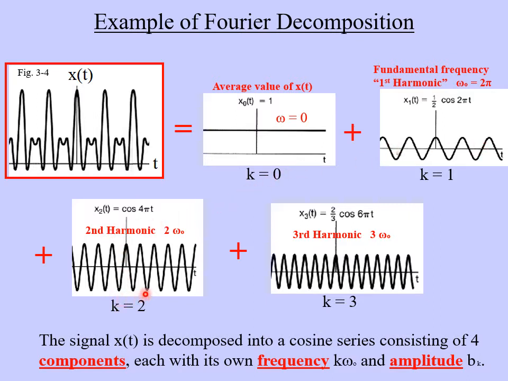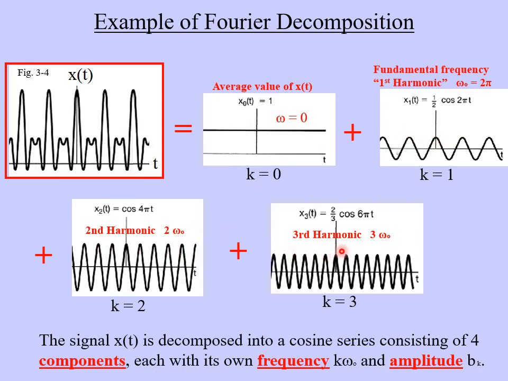Now the next one is the second harmonic. That's when k is equal to 2. So it has twice the frequency, 2 omega naught, which in our example is going to be 4 pi. And the weight or coefficient of this term is equal to 1. That's why there's nothing out in front of the cosine. So it looks like this. Notice it's twice as tall as this one, because this one only had a coefficient of 1/2. And also notice it's wiggling twice as much as this one because its frequency is twice as high.